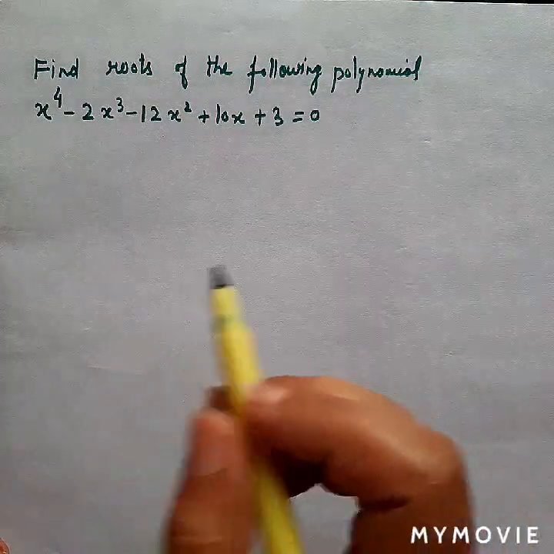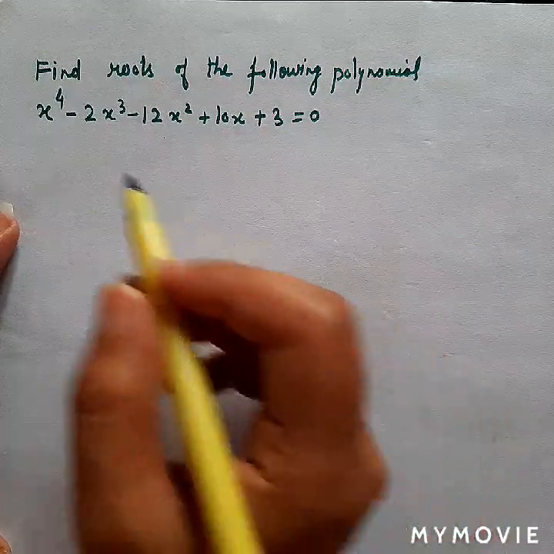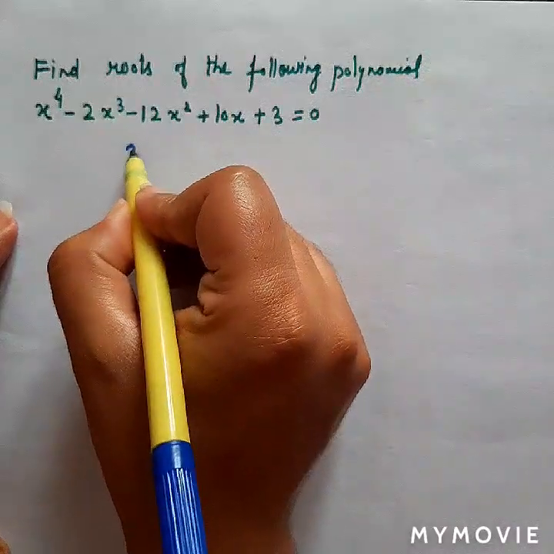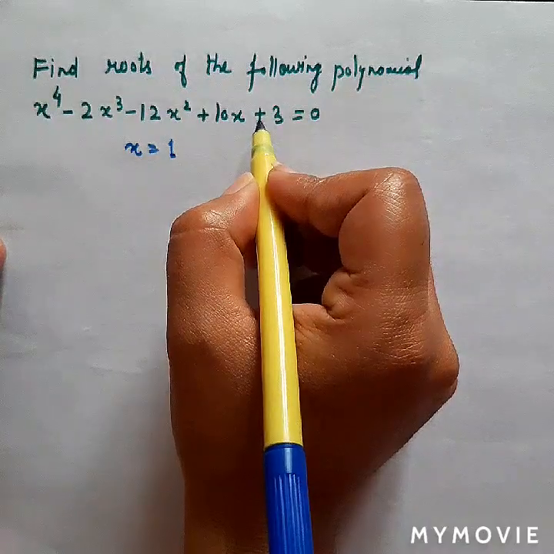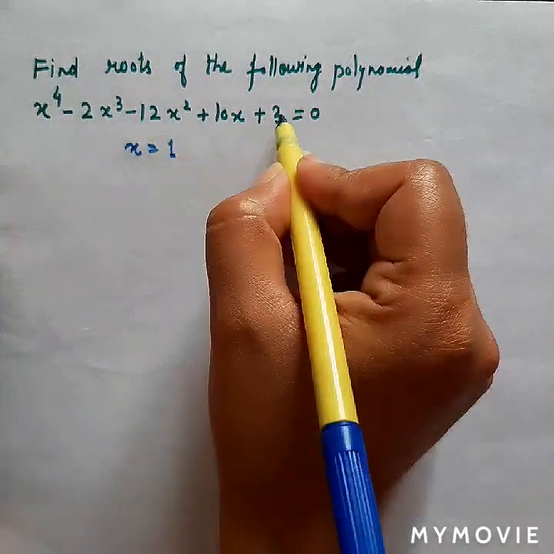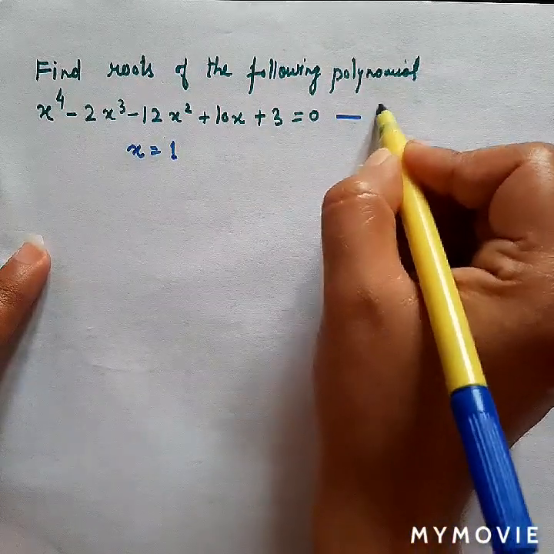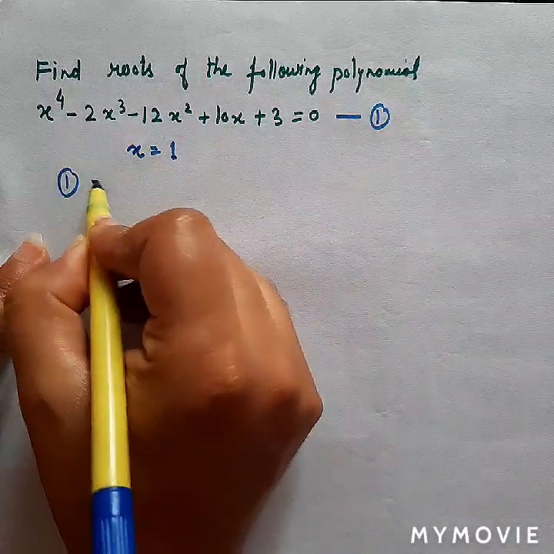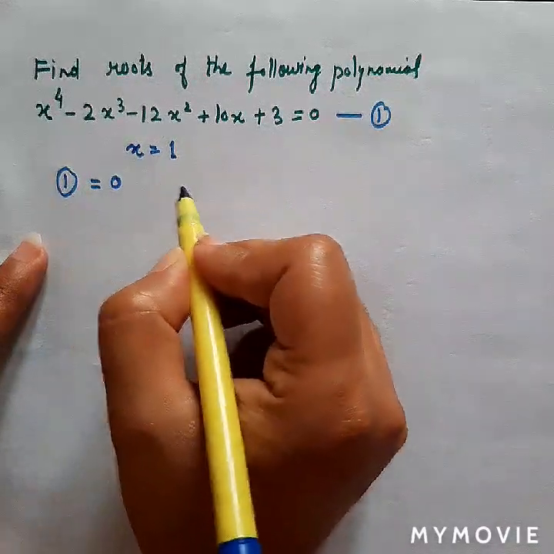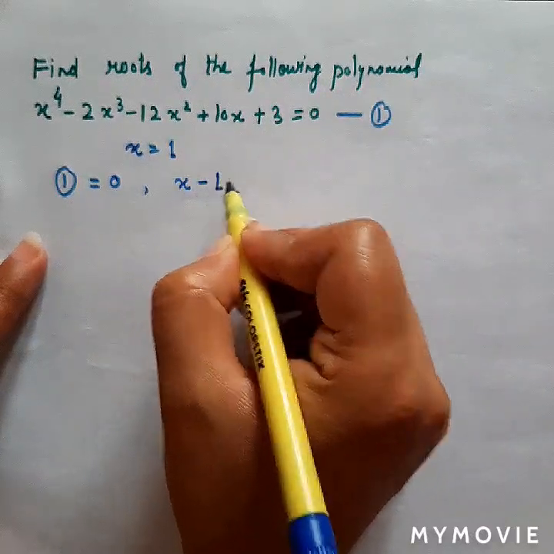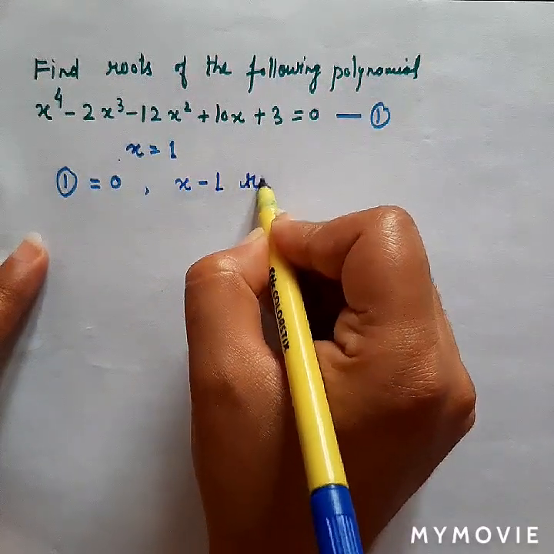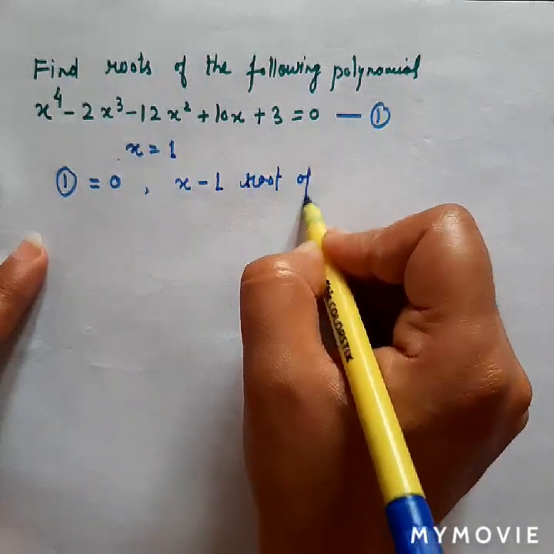Here we will find roots of the following equation, and first of all we will fill x is equal to 1 in the above equation. If I fill x is equal to 1, then this equation will become equal to 0. Fine. So that means x is equal to 1, which I can write as x minus 1 is the root of the above equation.